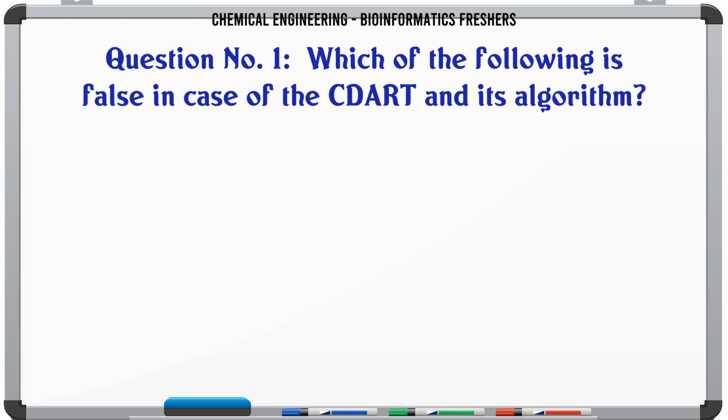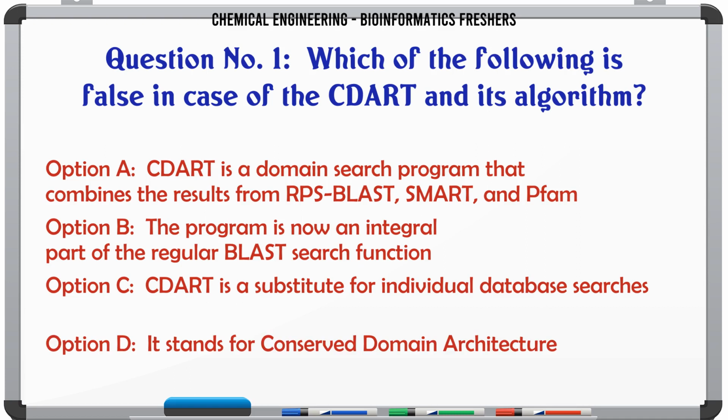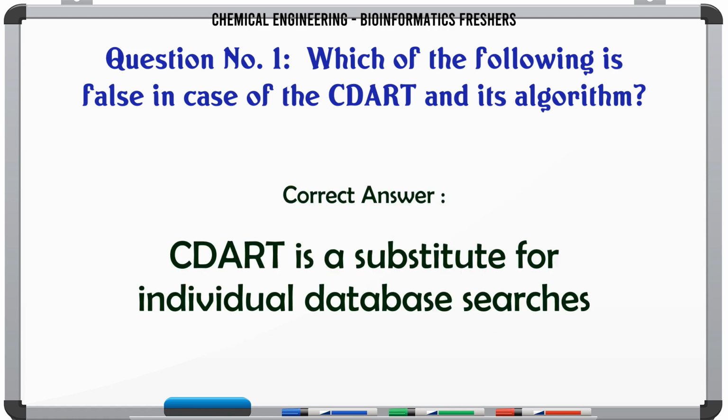Which of the following is false in case of the CDART and its algorithm? A. CDART is a domain search program that combines the results from RPS-BLAST, SMART and Pfam. B. The program is now an integral part of the regular BLAST search function. C. CDART is a substitute for individual database searches. D. It stands for Conserved Domain Architecture. The correct answer is CDART is a substitute for individual database searches.